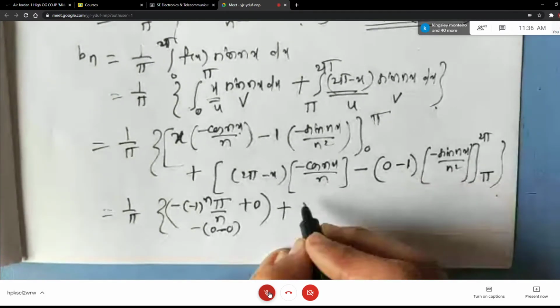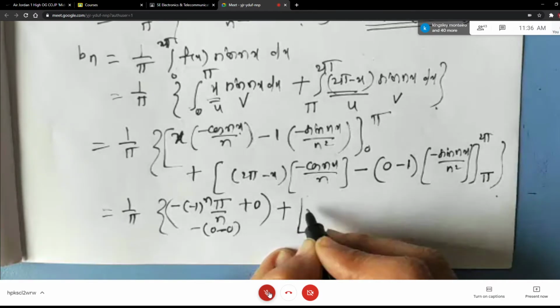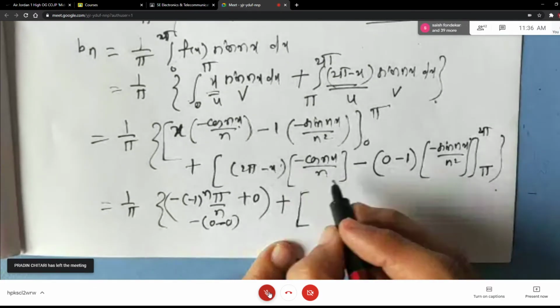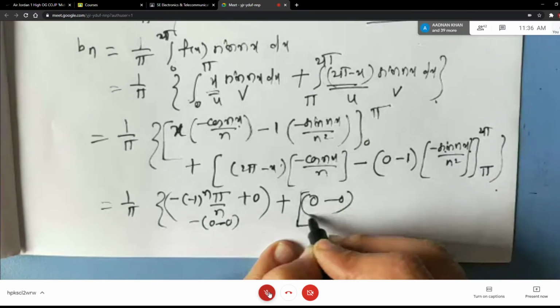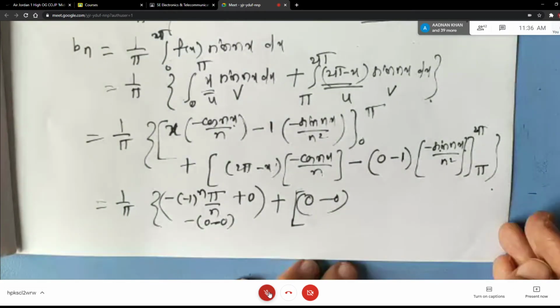Now let us go to the next bracket. Upper limit is 2 pi. 2 pi minus 2 pi is 0. Then sine of 2n pi, so this is also 0. For the upper limit, both terms are vanishing, see.